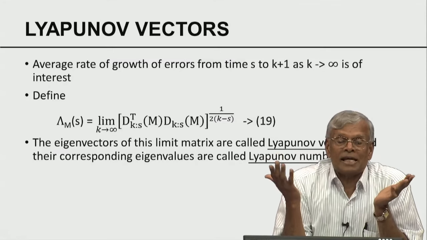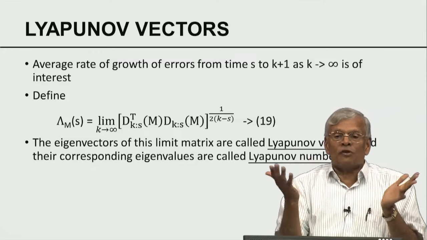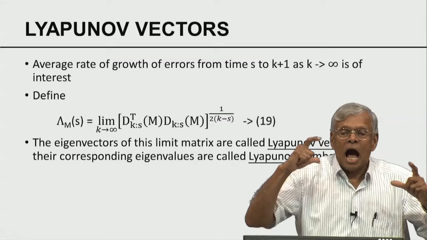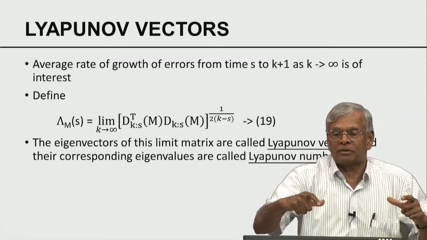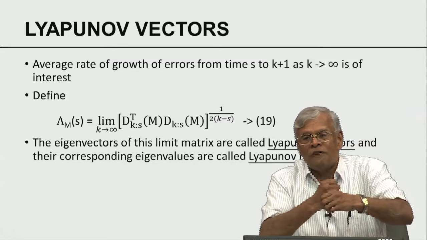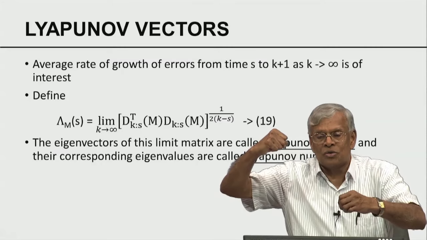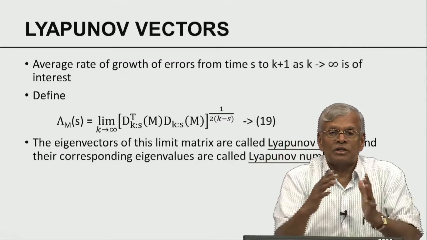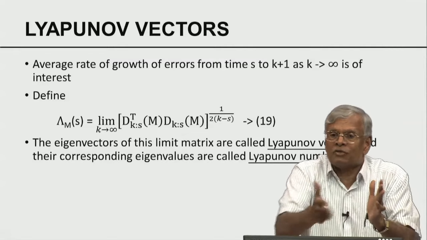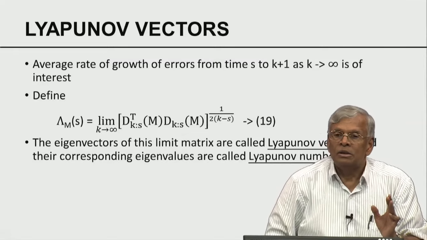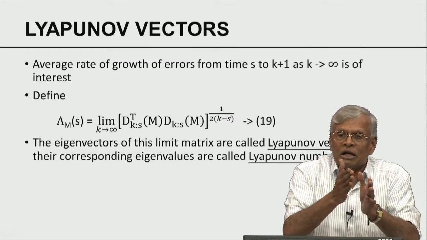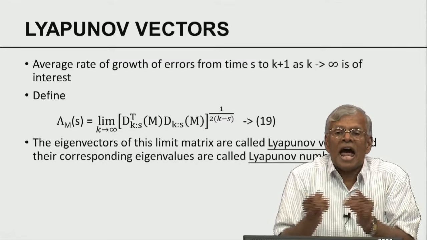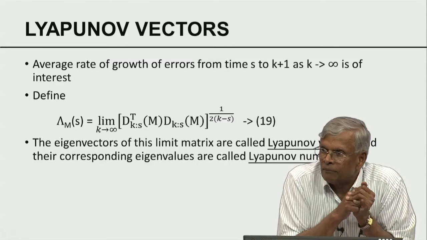So can I make a forecast where the error is double the initial one? No. So what is the amount of error you may be able to tolerate? How far does the error grow? How fast does the error grow? Now the error rate of growth varies from time to time. So if the error rate of growth varies from time to time, what is one measure? Average rate of growth of errors.